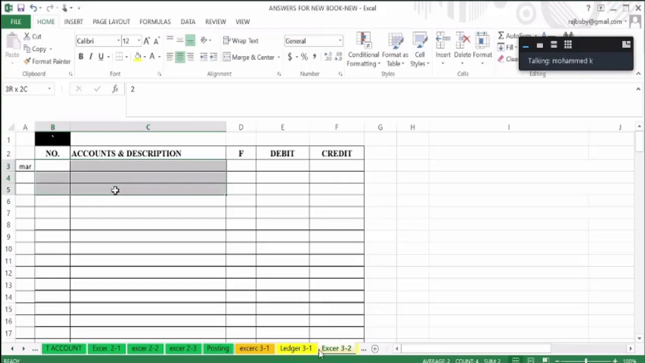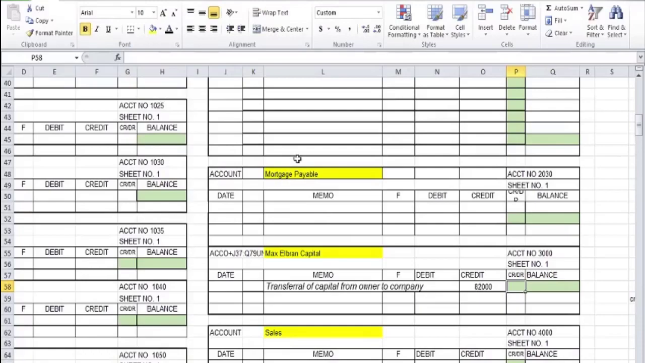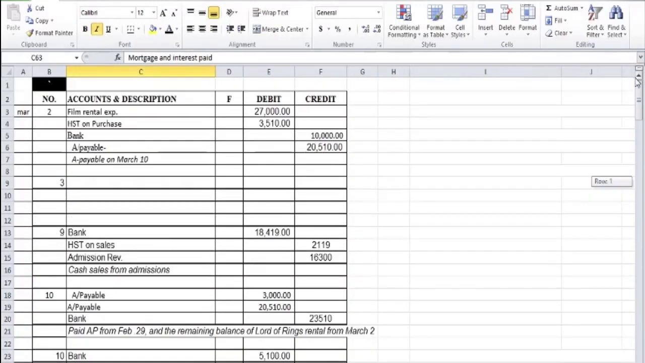And the remainder, the total minus the 10,000, we'll put in accounts payable, I guess. Accounts payable, yes. So the number will be 20,510 in the accounts payable. And then you can just make a note about March 10th. Yeah.